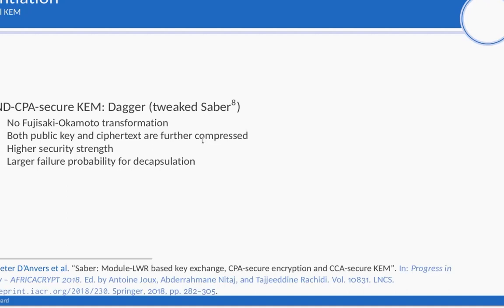And consequently, this tweaked version, which we conveniently call Saber Dagger because it's a smaller Saber, has a higher security strength than the original proposal. One caveat is that Dagger has a much higher failure probability because of the compression. This is the failure probability for decapsulation, and it is about 1 in a million, but for post-quantum WireGuard, this failure probability should not matter because it has the same effect as a lost UDP packet.